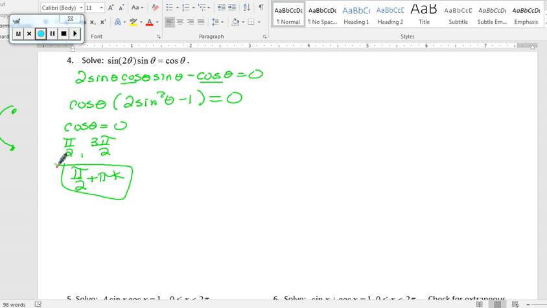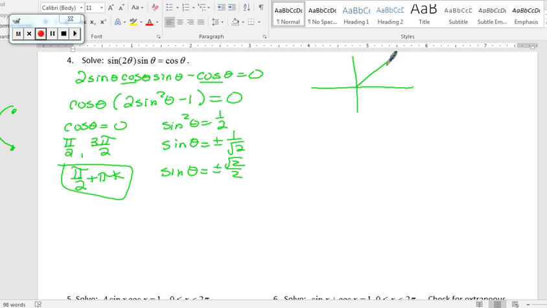For the second term here, we're going to get sine squared theta is equal to 1/2. Taking the square root of both sides to get just to sine theta. Remember, plus minus. That's going to be 1 over the square root of 2. Once rationalized, we have root 2 over 2 plus minus. So this is happening in all 4 quadrants. Right here, here, here, here. At pi over 4, 3 pi over 4, 5 pi over 4, and 7 pi over 4.